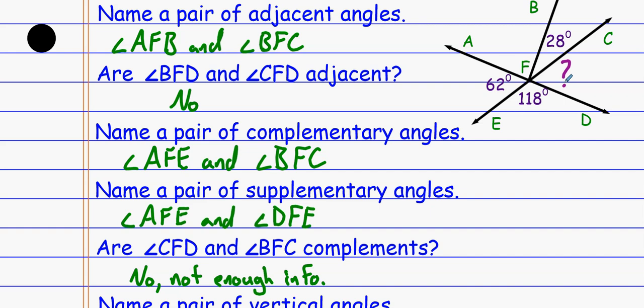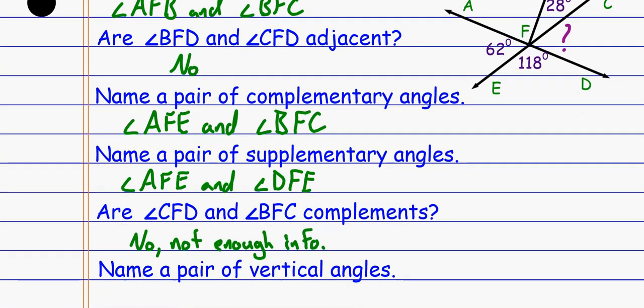But the problem is I don't know about this angle right here. If I knew that angle was a 62-degree angle, then I could say that this is a straight angle. But the fact of the matter is I don't have enough information to say that. So I can't say for sure. We don't have enough information. Do we think those are vertical angles? It looks like it, but I can't say for sure. So, not enough info.